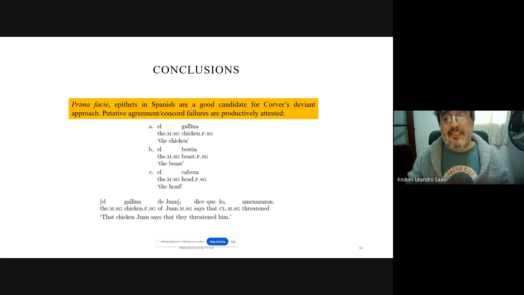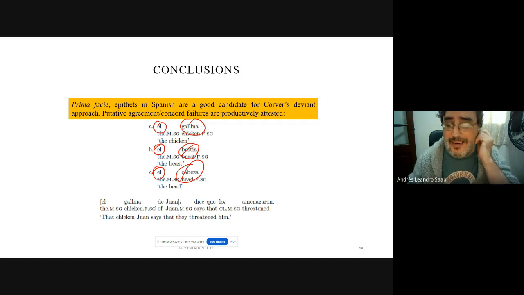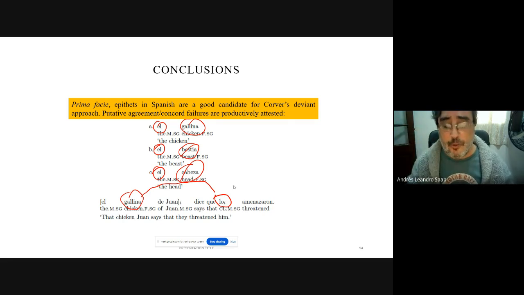Prima facie epithets in Spanish are a good candidate for Kohlberg's deviant approach because you can see lots of putative agreement concord failures in epithets. For instance, when you say the chicken as an epithet, el is masculine but gallina is feminine. When you say el bestia, the determiner is masculine but bestia is feminine. When you say el cabeza, which is an epithet also, el is masculine, but cabeza is feminine. And if you look at the type of agreement or anaphoric resolution you have, you can see that gallina, which is feminine, is not the controller of the anaphoric resolution because gallina is feminine, but lo, the pronoun here, is masculine. So this is a very good candidate. This is exactly what Kohlberg has in mind.